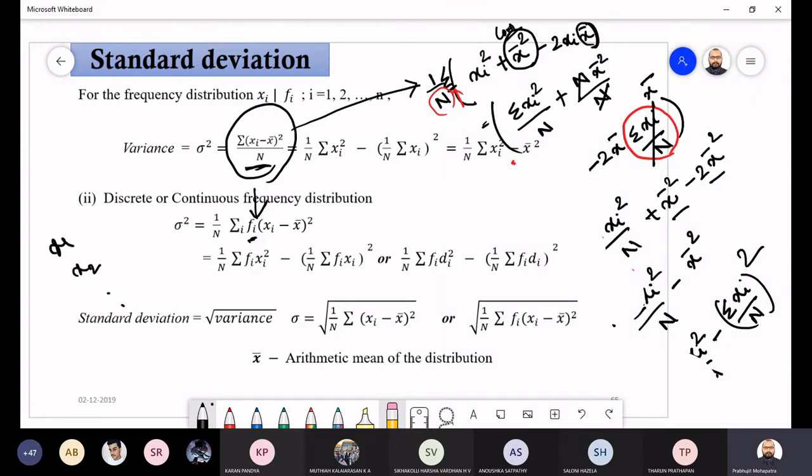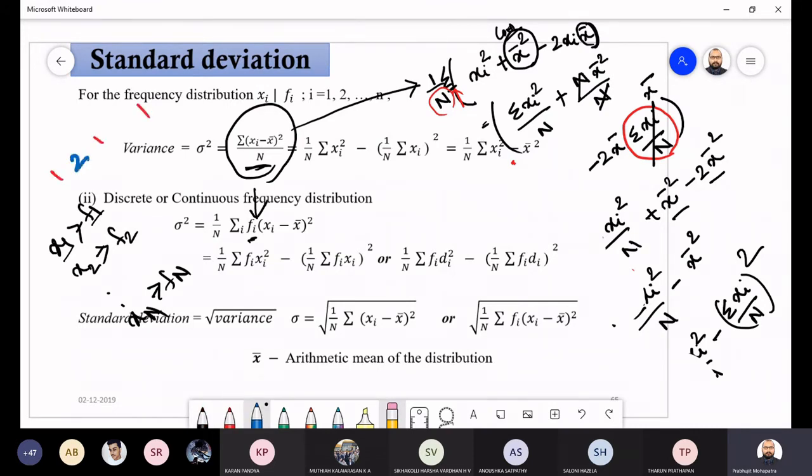Previously we had x1, x2 up to xn. Now x1 is repeating, for example, f1 times, x2 is repeating f2 times, xn is repeating fn times. Previously you took x1 minus x bar whole square. Now if x1 is repeating 5 times, no need to do it 5 different times. You just multiply with 5. For example, 1 is repeating 3 times.